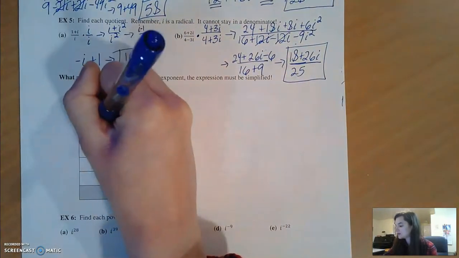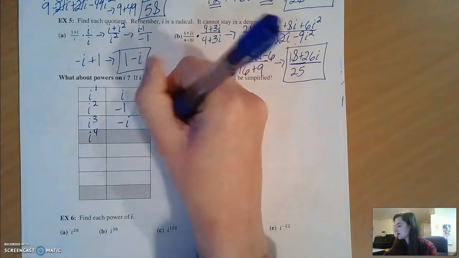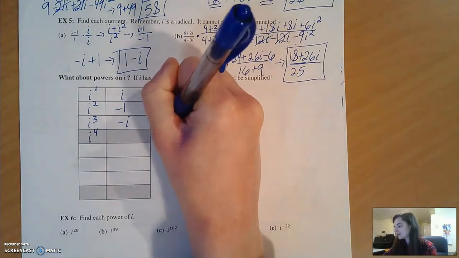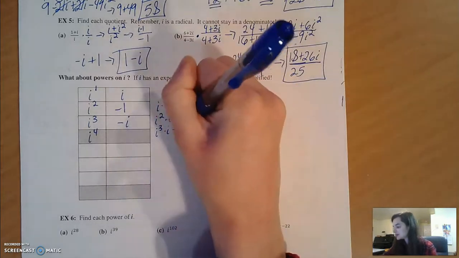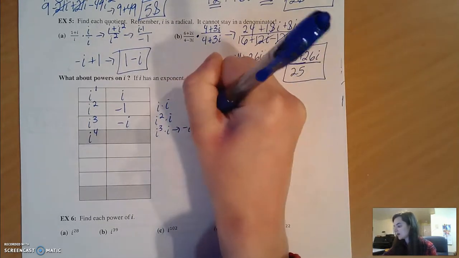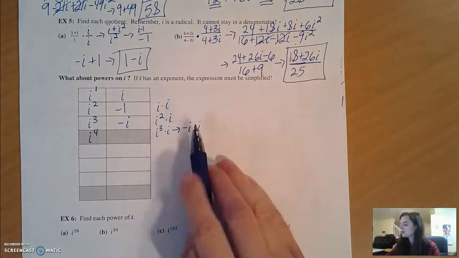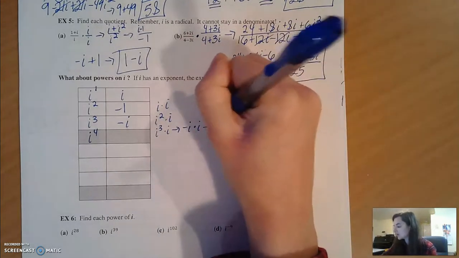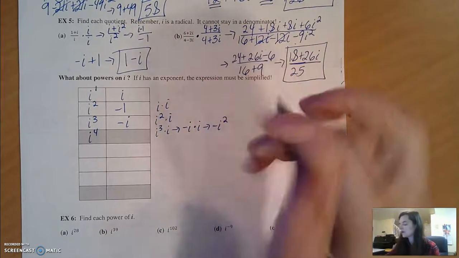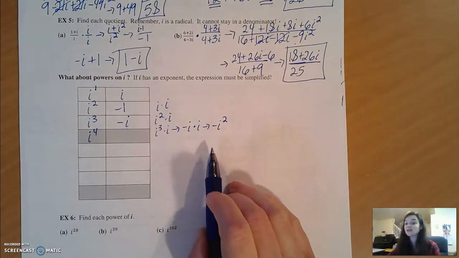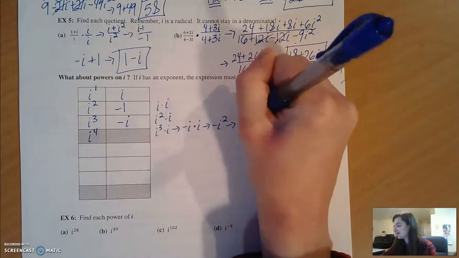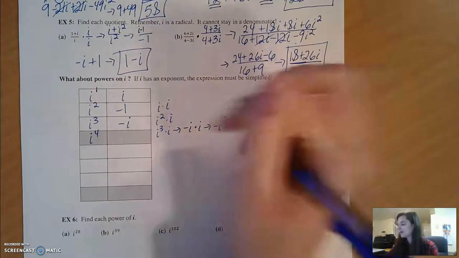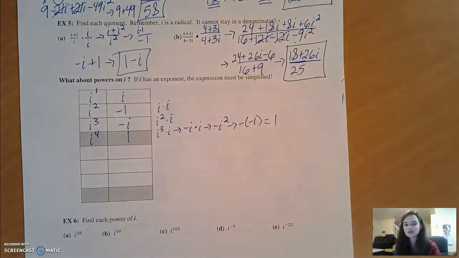Next up is i to the fourth. So i to the fourth would be i to the third times i, right? So i to the third, we just figured out that i to the third is -i. So now I've got -i times i. So then we'd have -i squared, right? And i squared is -1. And the opposite of -1 would be +1. Okay?